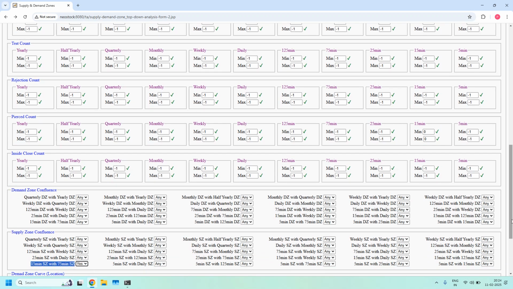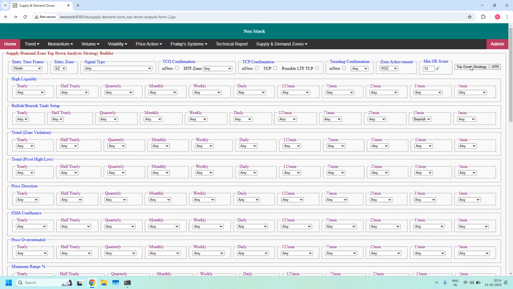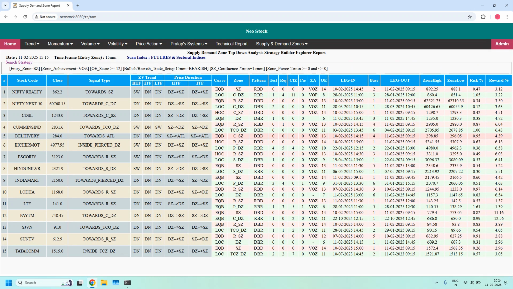So with this filter, 15 minute supply zone with 75 minute supply zone confluence, we got 15 stocks out of 21. That means these 15 minute supply zones are overlapped with 75 minute supply zones. All these 15 minute supply zones, they are overlapped with 75. And 75 minutes trend, ITF trend, is a downtrend. If 75 minute supply zone is having daily EMA confluence, then those zones could be even more high probability trade setup to get the success.